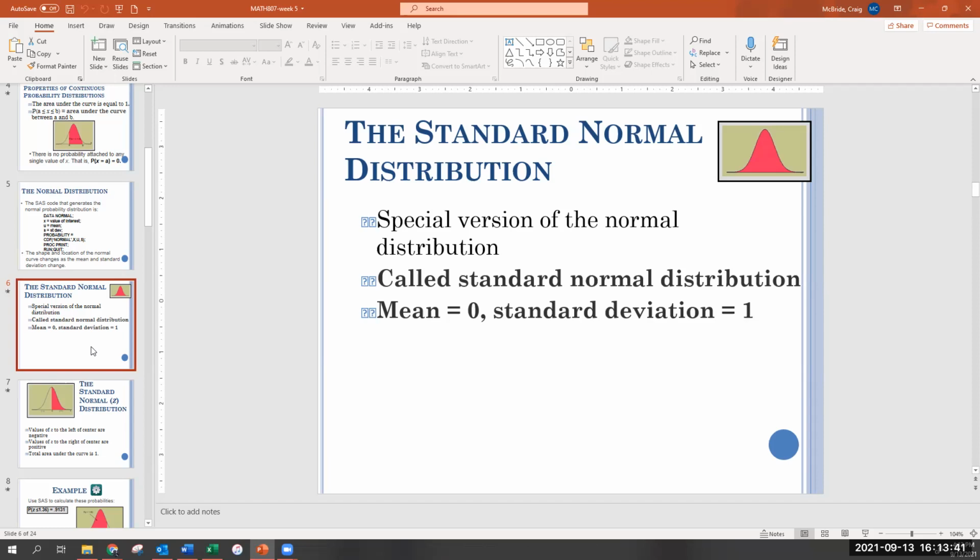So basically the standard normal distribution is still just the same as any other normal distribution. All the same rules apply. The only difference is the mean has now been set to 0 and the standard deviation has been set to 1. And that's the distribution that we use whenever we're calculating or finding what are called z-scores.